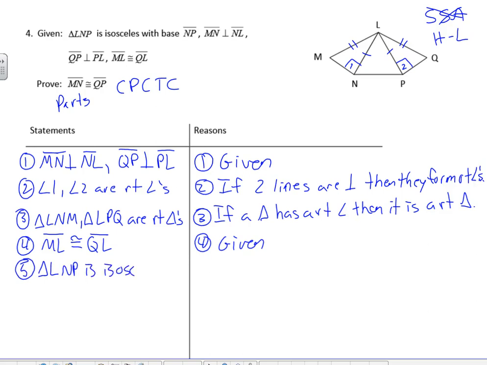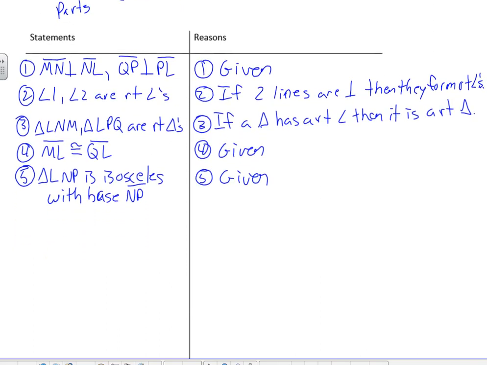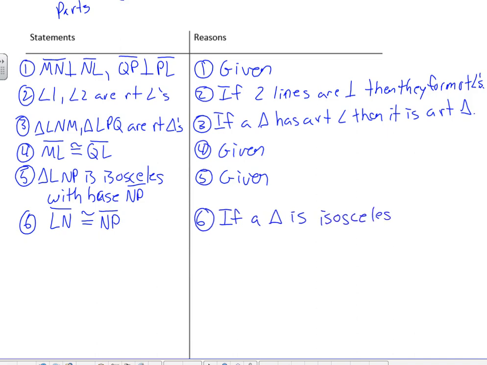All right, the next thing I'm going to do is the other part, which is triangle LNP is isosceles with base NP. All right, and that was also given. So now, because I know it's isosceles, I can say that LN is congruent to LP. So side LN is congruent to side LP. How do I know that? If a triangle is isosceles, then its two legs are congruent.